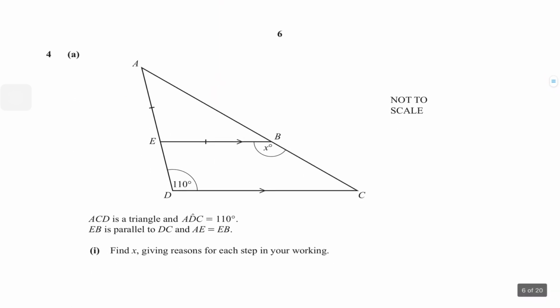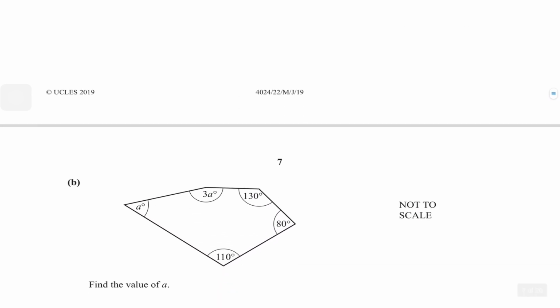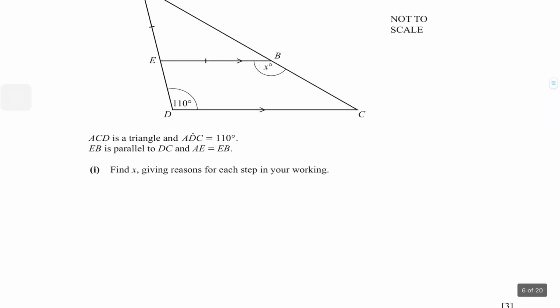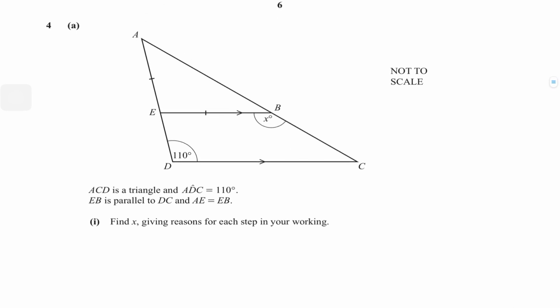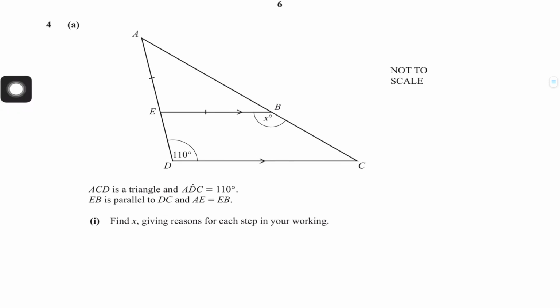Okay, let's do question 4. Let's see what question 4 is related to. It is related to triangles, a bit of trigonometry of course, and polygons as well. Okay, so let's see. The first thing we have to do is find x, and we have to give reasons for each step in our working. Alright, that shouldn't be too difficult.